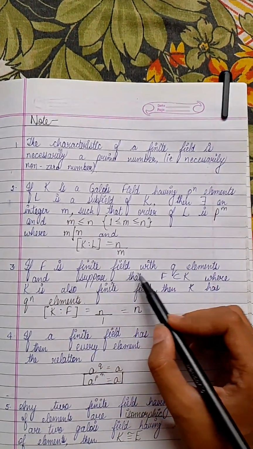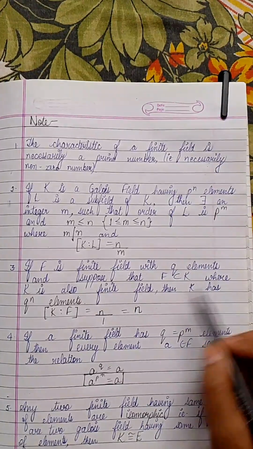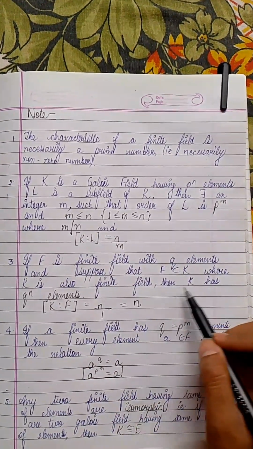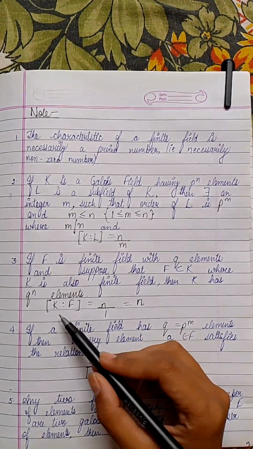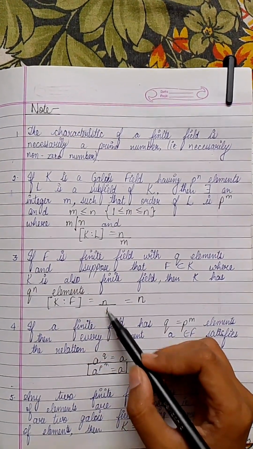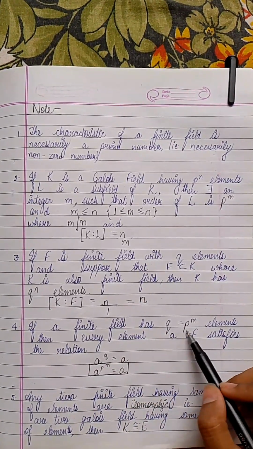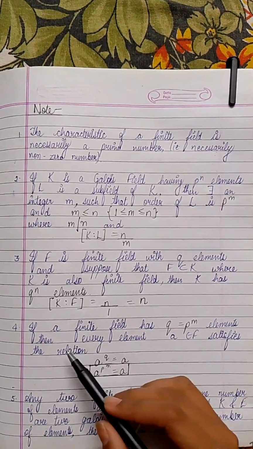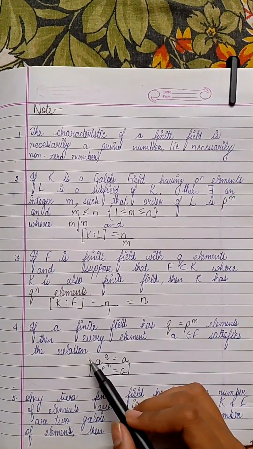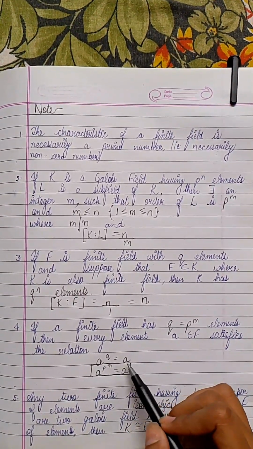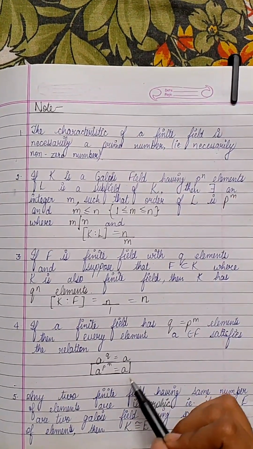If F is any finite field with q elements and suppose that F belongs to K, then if K is also a finite field, K has q to the power n elements, that is, the order of K over F equals n upon 1, that is n. If a finite field F has q equals p to the power m elements, then every element a belonging to F satisfies the relation a to the power q equals a, that is, a to the power p to the power m equals a.